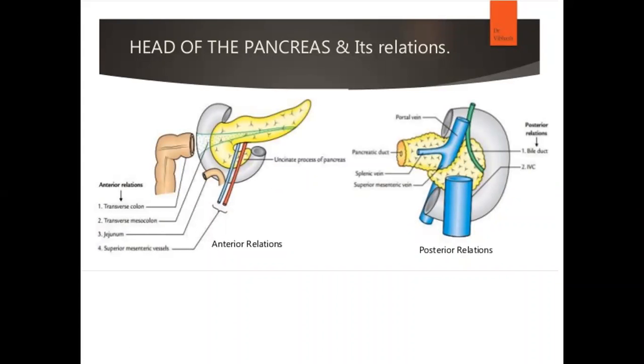Now in the next slide we will discuss about the head of the pancreas. The head has three borders and two surfaces. The three borders are superior border, inferior border, and the right lateral border. And the two surfaces are the anterior surface and just behind, the posterior surface. Now here this is the posterior surface.